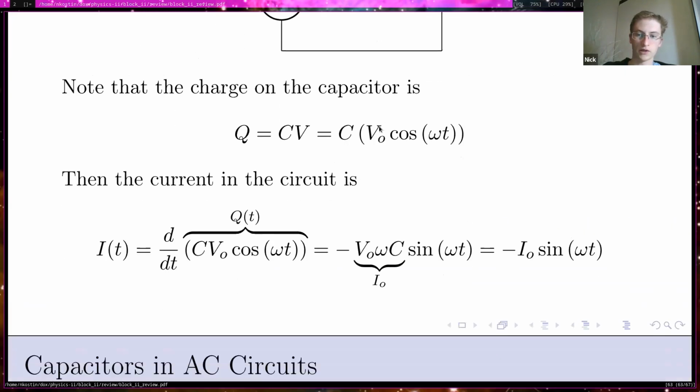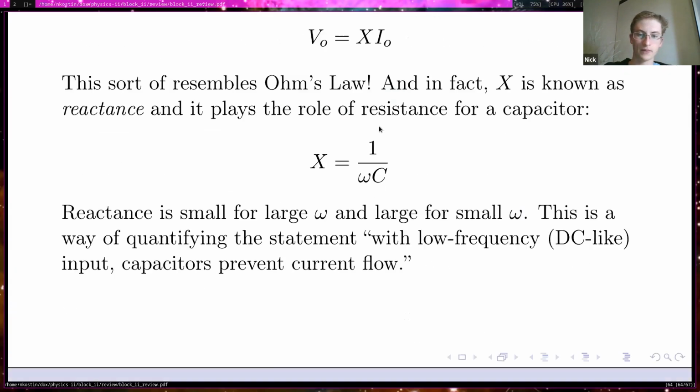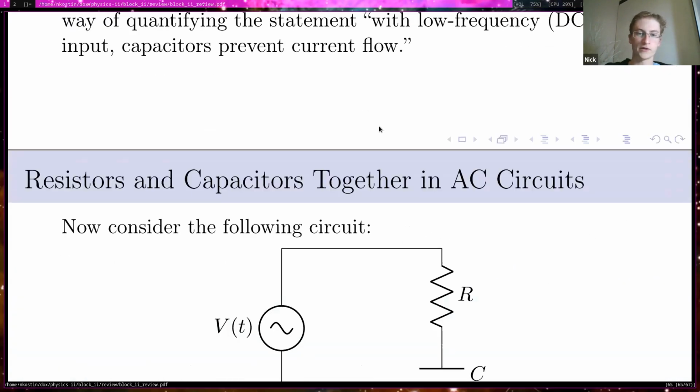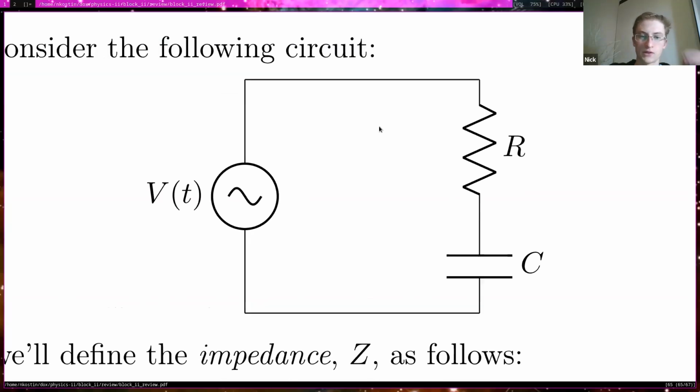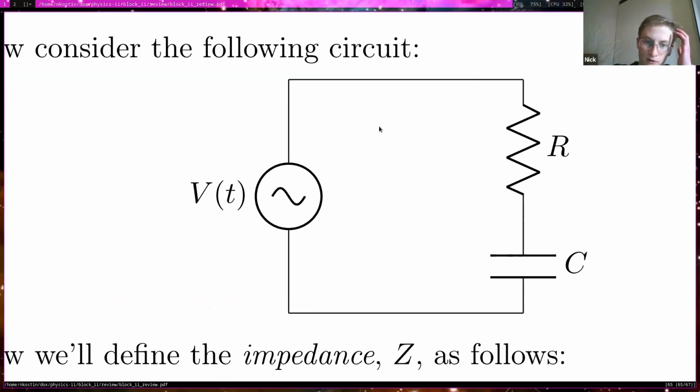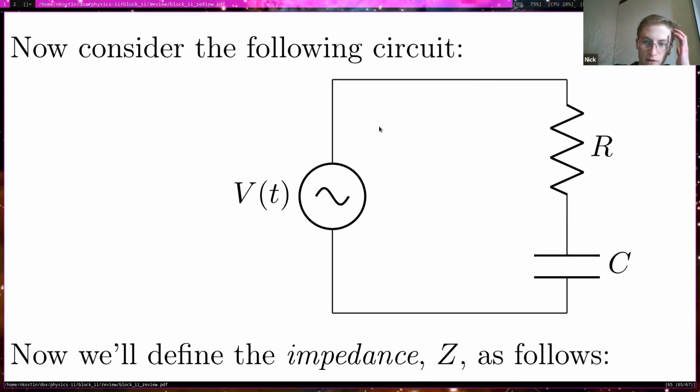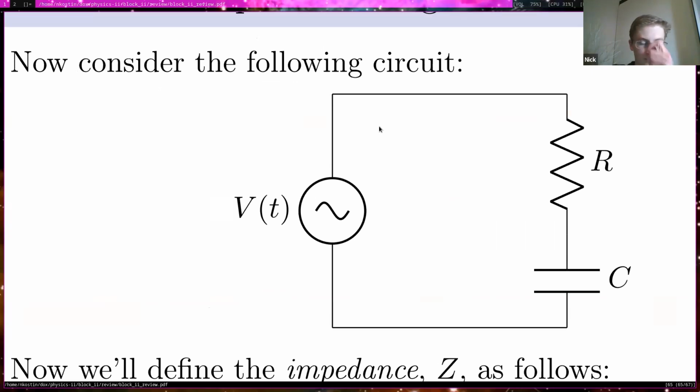Cool. Don't think I'm forgetting anything. All right, so let's put them both together in a circuit. So now I have not just a resistor, but I also have a capacitor, and I put them together in an AC circuit, looking like this. I still have my same input from before, V of t, except now I have both of these.